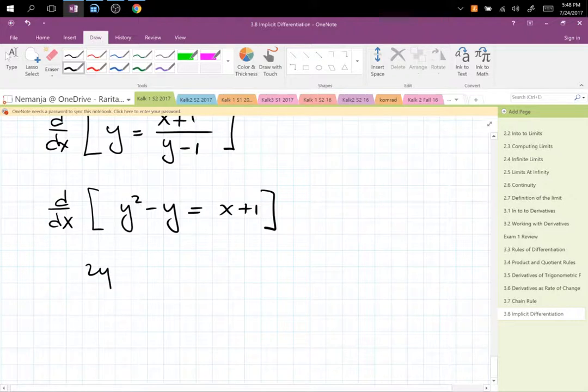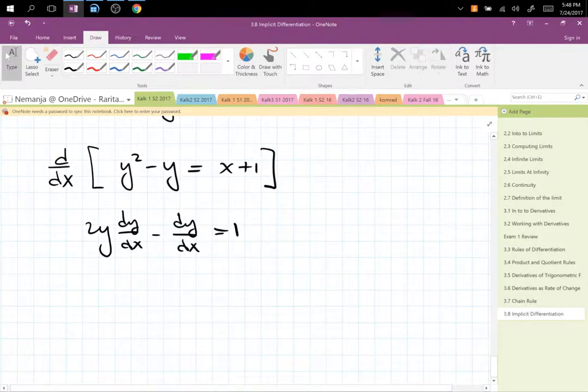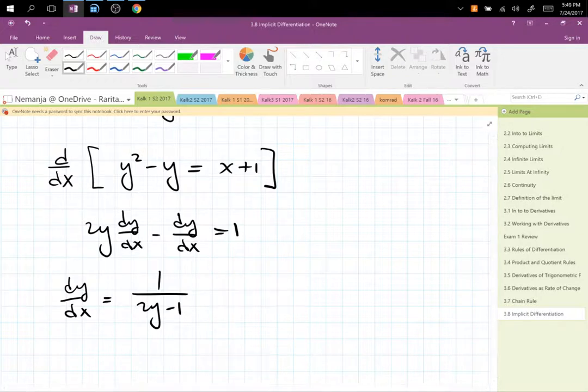So we have 2y dy/dx minus dy/dx is equal to 1, to get dy/dx is equal to 1 over 2y minus 1. And then there you go. That's it. That's the solution.